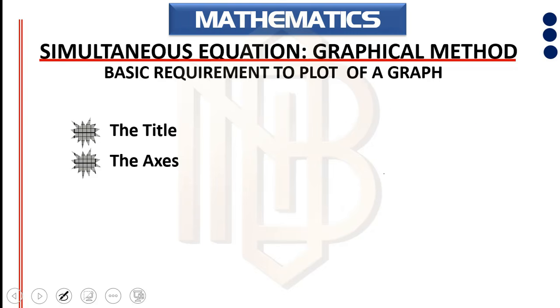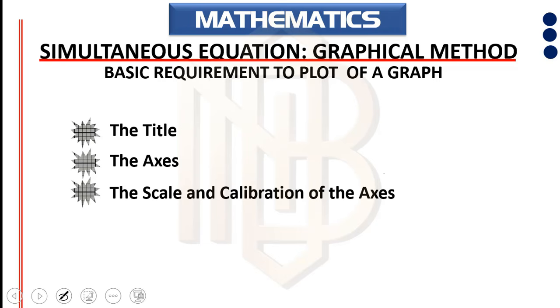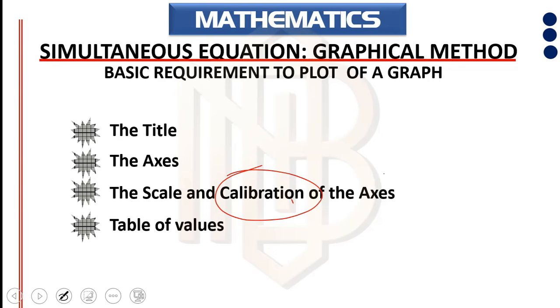Okay. So the next one is, after having your axis, you must have a scale for your axis. The scaling of your axis is what determines the numbering of such axis. And the numbering is what we refer to when we're talking about the calibration of the axis. So the scale determines how you calibrate it. And the last but not the least required is the table of values, which means that you can have a successful plot.